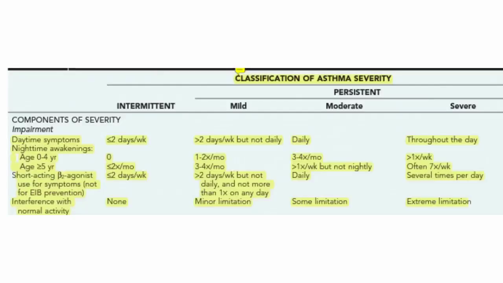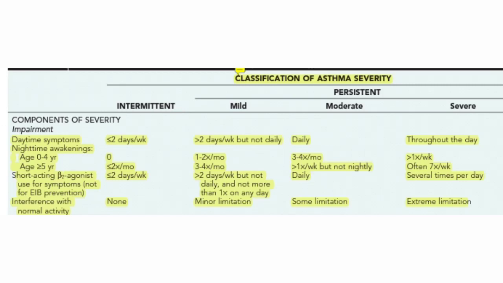So what is the classification of asthma severity? As I have already told, if the patient is not on medication and comes to you the first time, you will classify as per the asthma severity classification. It can be intermittent, mild, moderate, or severe. So it can be intermittent or persistent. In persistent, it can be mild, moderate, and severe.